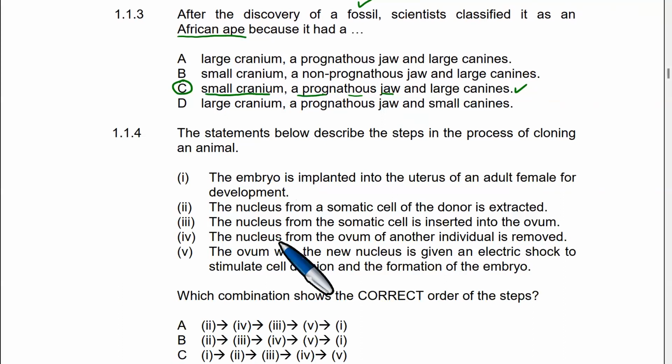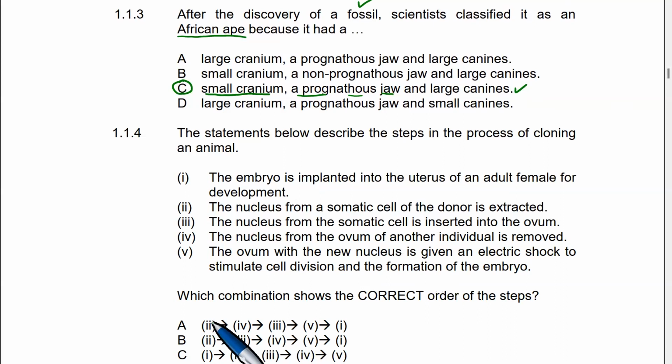The embryo is implanted into the uterus of an adult female for development. The nucleus from a somatic cell of the donor is extracted. The nucleus from the somatic cell is inserted into the ovum. The nucleus from the ovum of another individual is removed. The ovum with the new nucleus is given an electric shock to stimulate cell division and formation of the embryo.